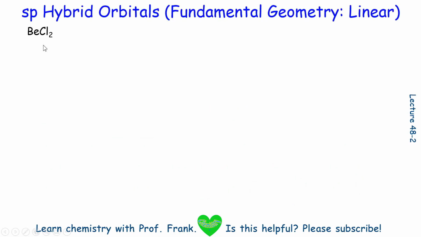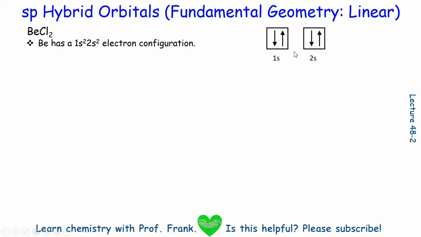Now let's use BeCl2 as one example to go over the sp hybridization. Be, beryllium, has 4 electrons, and the electron configuration is 1s2, 2s2. Using the orbital diagram, 1s2, 2s2, as you can see, there is no unpaired electron available for bonding. So then, how can it bond with other atoms?